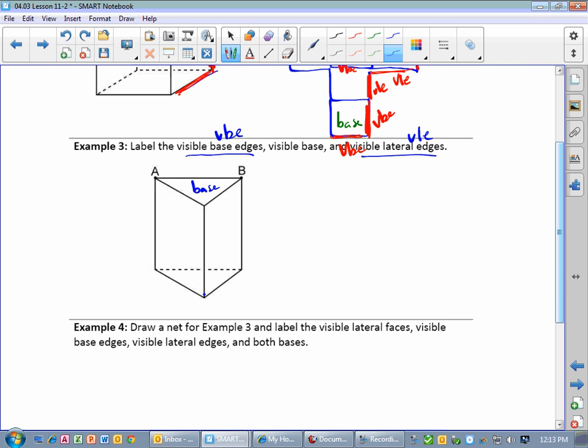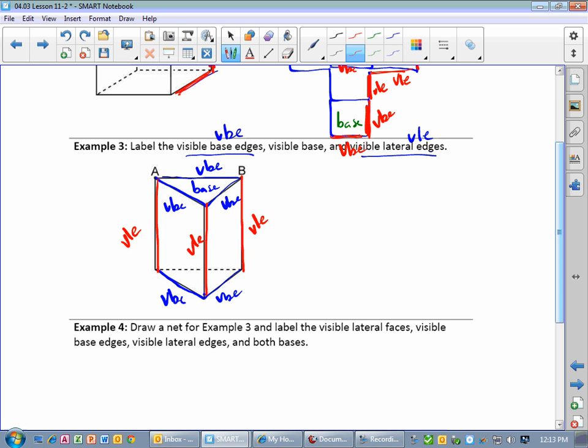Can we see the other base in this triangular prism? No, it's on the ground, right? But we can see these base edges. So visible base edge, visible base edge, visible base edge. And we can see these base edges, so they're visible. And then lateral edges that are visible. Well, we can see this one. That's a lateral edge that's visible, so visible lateral edge. This is a lateral edge. And this is a lateral edge.